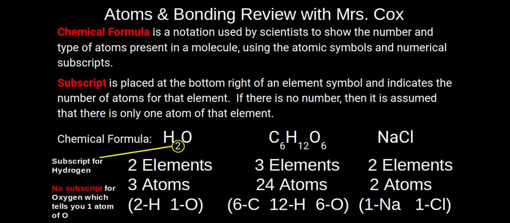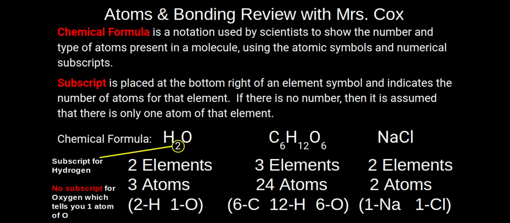Now, hopefully you've also picked up on what a chemical formula is. That's the notation used by scientists to show the number and types of atoms present, okay? They use chemical symbols and what are called subscripts. Remember, a subscript is placed at the bottom right of an element symbol and indicates the number of atoms for that element. If there is no number, then you assume that there's only 1 atom of that element.